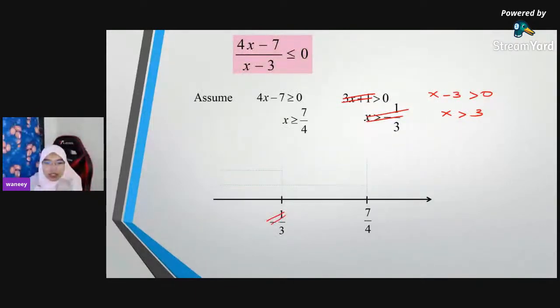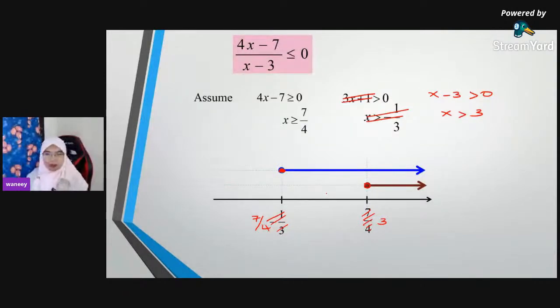So, this is 7 over 4. This is 3. Maaf lah ya, lupa nak tukar. Okay, so you got to change this one as well. So yang ni kena dense. Yang ni kena empty. Or should I draw it for you? Boleh lah. Sekejap saya draw lah untuk awak. Okay, sekejap.